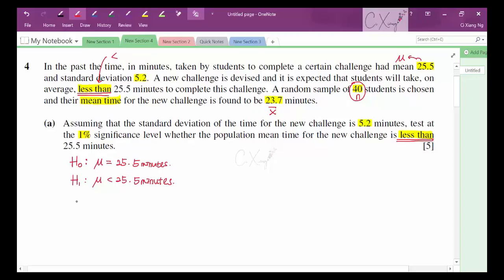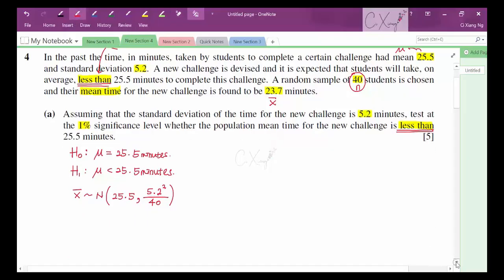If you want it to be more detailed, the sample mean should be normally distributed, where the mean is equal to the population mean, which is 25.5 minutes, and the variance is the population variance divided by n. So the n here will be 40. Since we know that this is a normal distribution, first we will use the normal graph to help us visualize the whole test here.